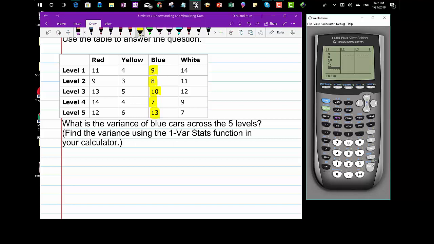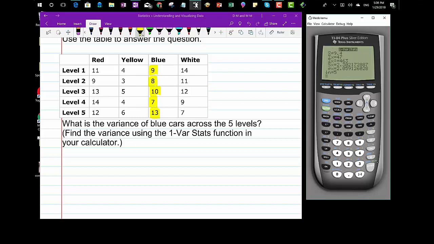Now I'm ready to find the variance, and they want us to use the 1-VarStats function. So I'm going to press Stat, I'm going to arrow over to Calc, and the very first one is 1-VarStats. So I'm going to press Enter. And it's going to ask me, what list do I want to find 1-VarStats on? Well, it already says L1, but if it didn't, I would press 2nd and 1 to make it say L1, then press Enter. I don't have a frequency list, so I can skip that one. And now I want to press Calculate.